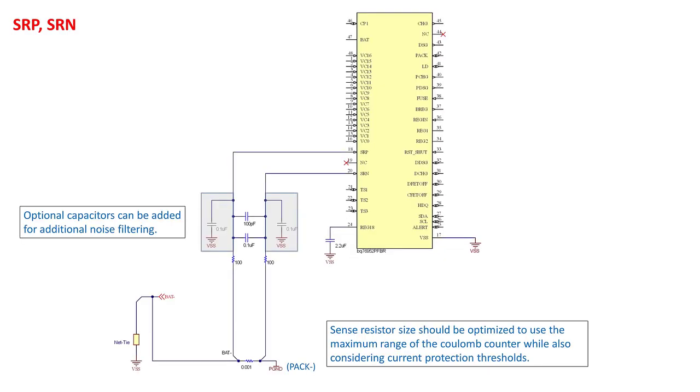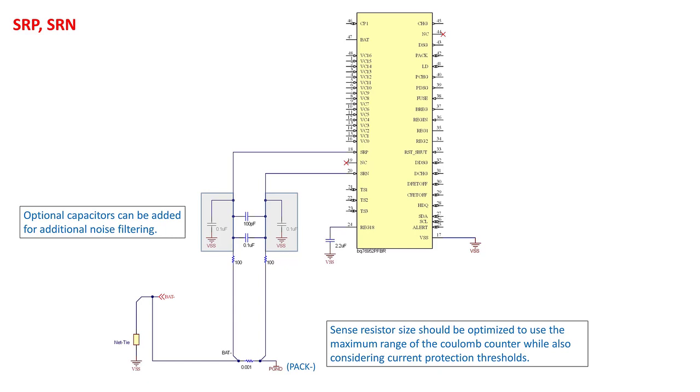The SRP and SRN pins connect to a current sense resistor to enable current measurements and current-based protections. The SRP pin connects to the battery ground side of the sense resistor, and the SRN pin connects to the PACK- terminal side of the sense resistor. An input filter is connected between the sense resistor and the device inputs.